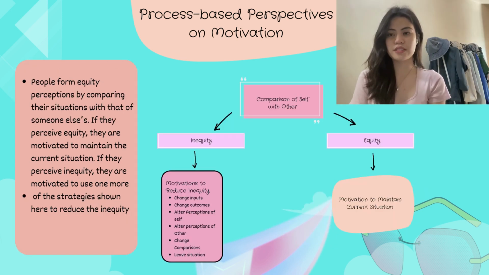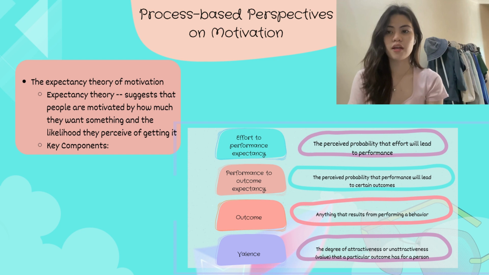People form equity perceptions by comparing their situations with that of someone else. If they perceive equity, they are motivated to maintain the current situation. If they perceive inequity, they are motivated to use one or more of the strategies shown here to reduce the inequity. Motivations to reduce inequity: change inputs, change outcomes, alter perceptions of self, alter perceptions of other, change comparisons, and leave the situation.